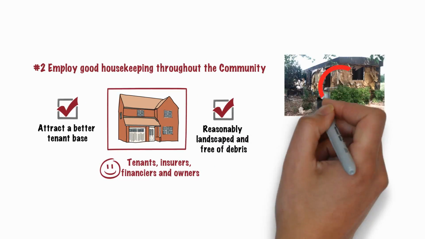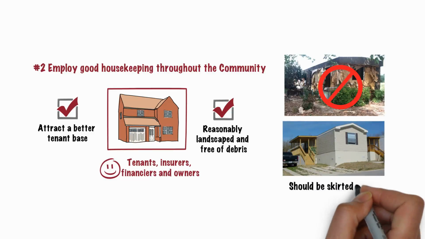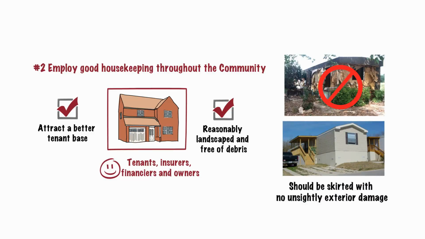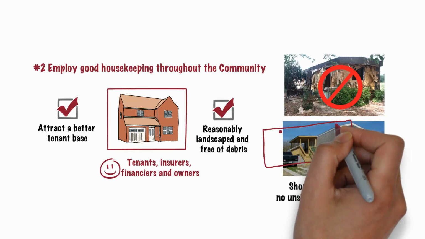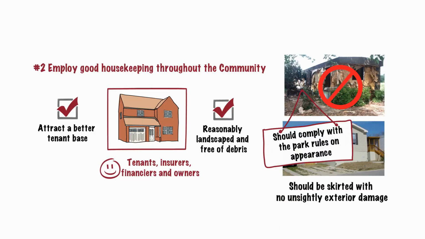Any abandoned homes should be removed or refurbished. Tenant-owned homes should be skirted with no unsightly exterior damage, such as decayed siding or broken windows. Tenant home sites should comply with the park rules on appearance.